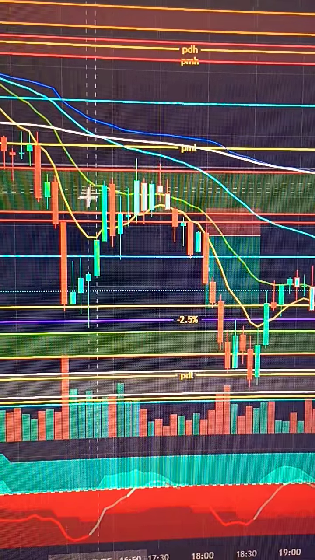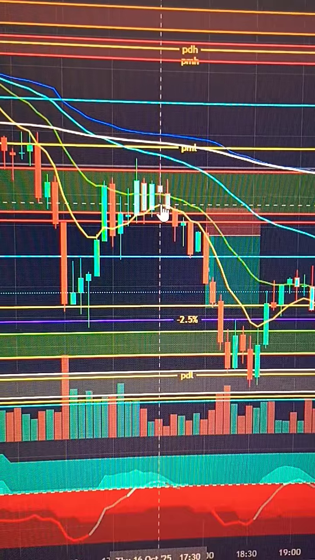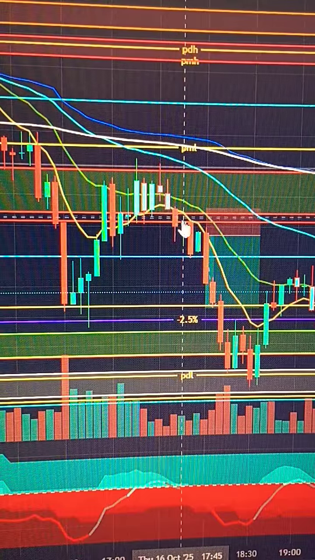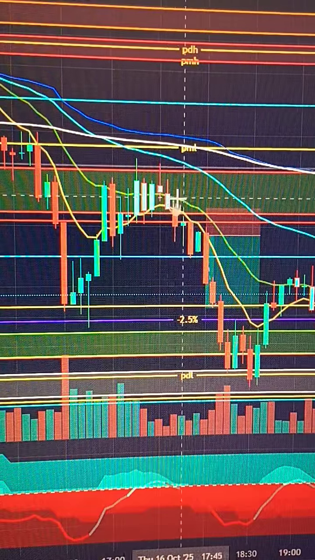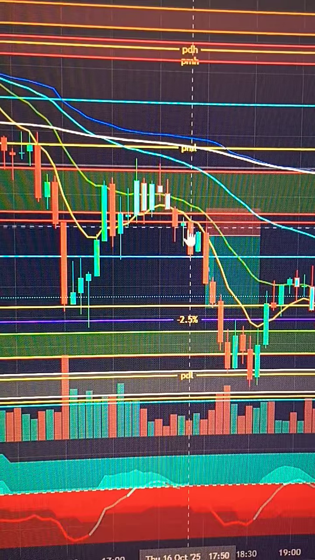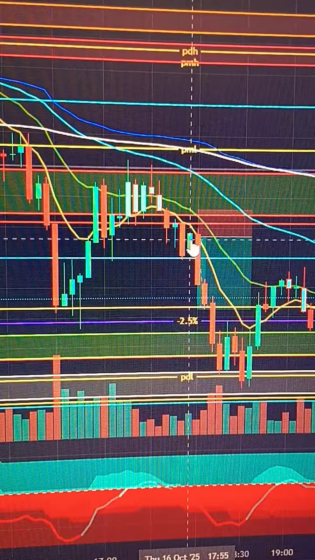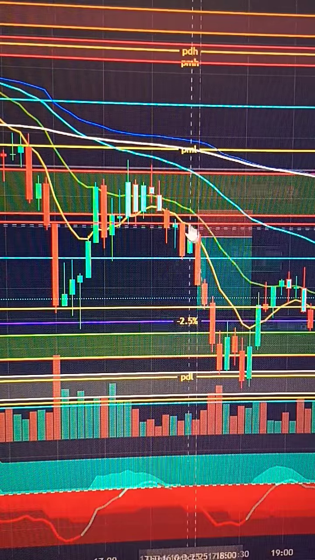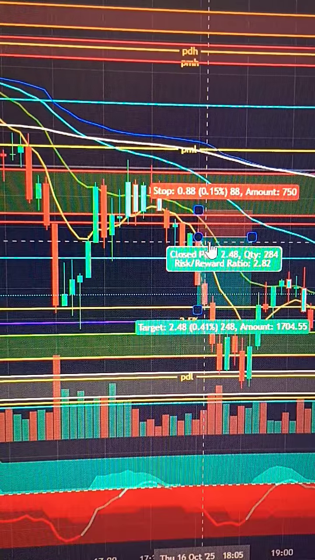As you can see, we did come back up into this area, which is now supply, rejected, came down, holding below this supply and below the pre-market low level. Once we came down here, I waited for a retest of the 9 EMA. As you can see, the 9 EMA is below the 21 and the 50, which is a bearish indication. So once we came and touched the 9 EMA, I entered my position on puts.